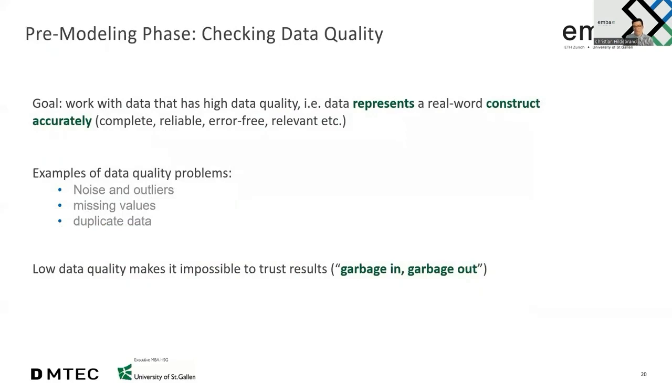So a few words on the pre-modeling phase. I don't really go into depth here and I just want to highlight a few critical points that you should remember. So the objective in the pre-modeling phase is really to assess to which extent the data represents a real world measure accurately. So is there any noise in the data? Do we have extreme outliers? Do we have missing values? Are there duplicates in the data?